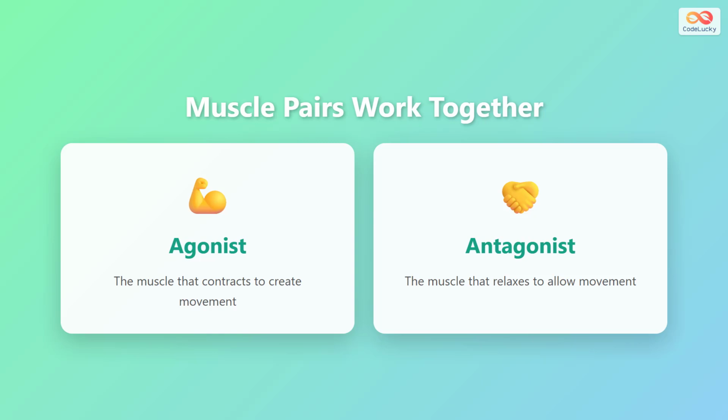Muscles work in coordinated pairs to create smooth, controlled movements. The muscle that contracts to create a movement is called the agonist. It's the primary mover doing the work. At the same time, the opposing muscle, called the antagonist, must relax to allow the movement to happen. This partnership is essential because muscles can only pull, they cannot push. By working in pairs, one contracting and one relaxing, your muscles can move your bones in multiple directions.